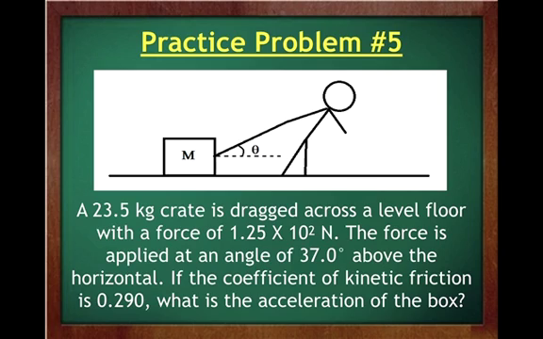But similar setup. So in this case, we have a 23.5 kilogram crate. It's dragged across the level floor. So the motion is directly horizontal, okay? But the force that's being applied is being applied here at an angle, right? And that force is 1.25 times 10 squared newtons, or just 125 newtons if you'd prefer. And the force is applied at an angle of 37 degrees with the horizontal. So this would be 37 degrees here, right, based on the center of mass. If the coefficient of kinetic friction is 0.290, what is the acceleration of the box?